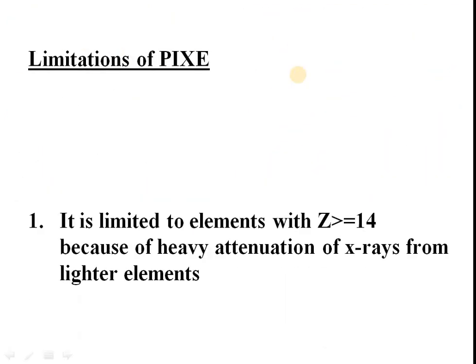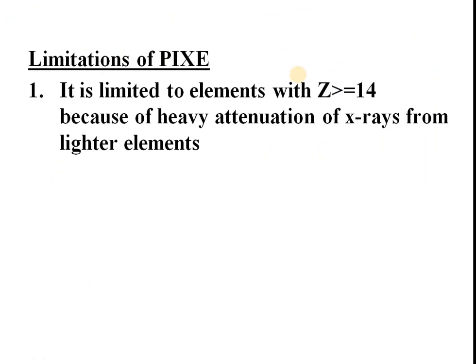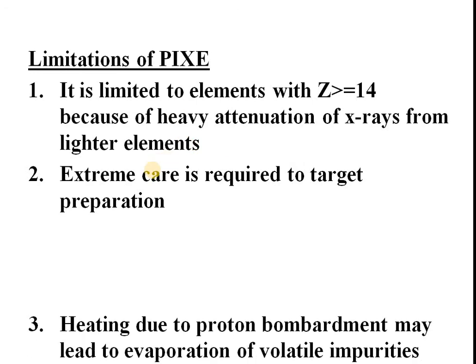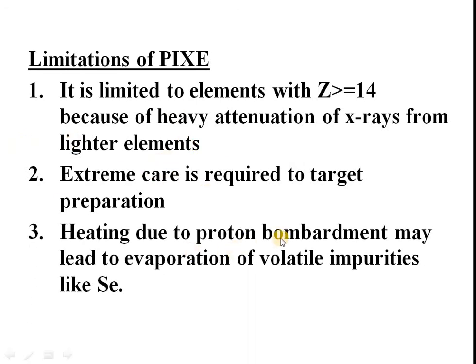Okay, and with all the advantages, PIXE has some limitations. Its application is limited to atomic number greater than 40 because of heavy attenuation of X-rays from lighter elements, and extreme care has to be taken in the target preparation. It should be thin, delicate, and the proton should be able to pass through it. And heating due to proton bombardment may lead to evaporation of volatile impurities like selenium. So we cannot identify selenium using PIXE.